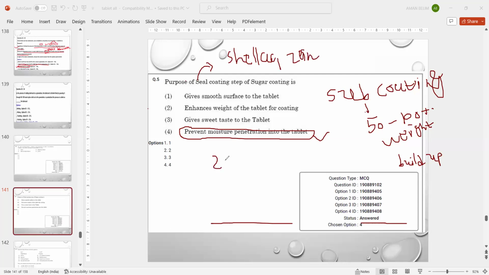This question is from the GPAT 2021, and they have asked in GPAT 2022 what is the use of shellac and Zein. Here they have told you the purpose of seal coating, and then they have asked you what is the use of shellac in the sugar coating. It is asked in a different way, but simultaneously 2 years this question has come. The answer will be the same: prevention of moisture. Okay.